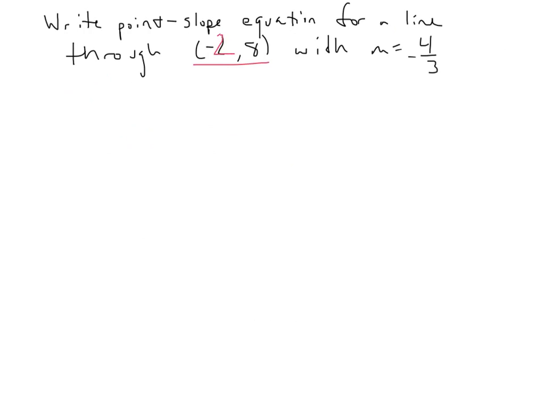Well, again, the name of this form is point-slope form. I have a point and I have a slope, so I can just write this immediately. y minus 8 equals negative 4/3 times the quantity x plus 2. All right, there's the equation for that line.